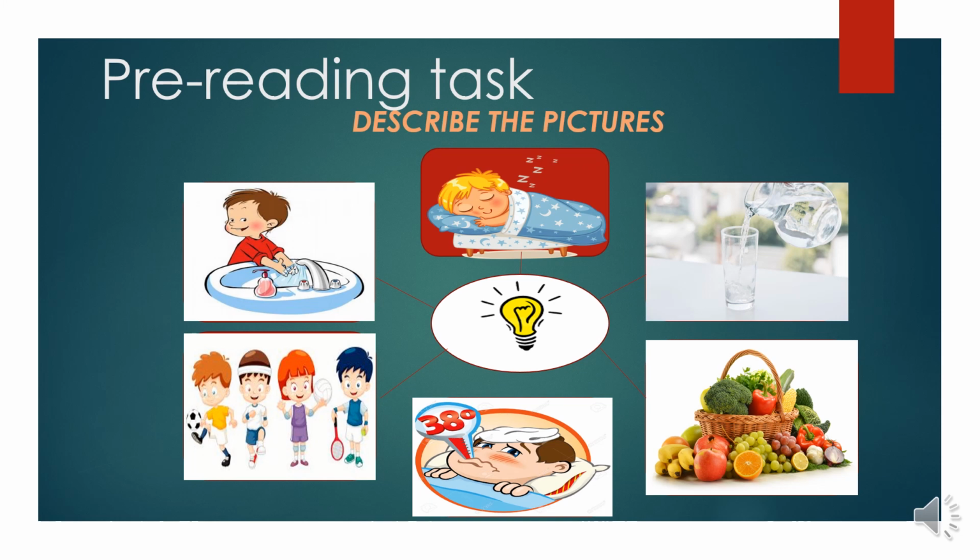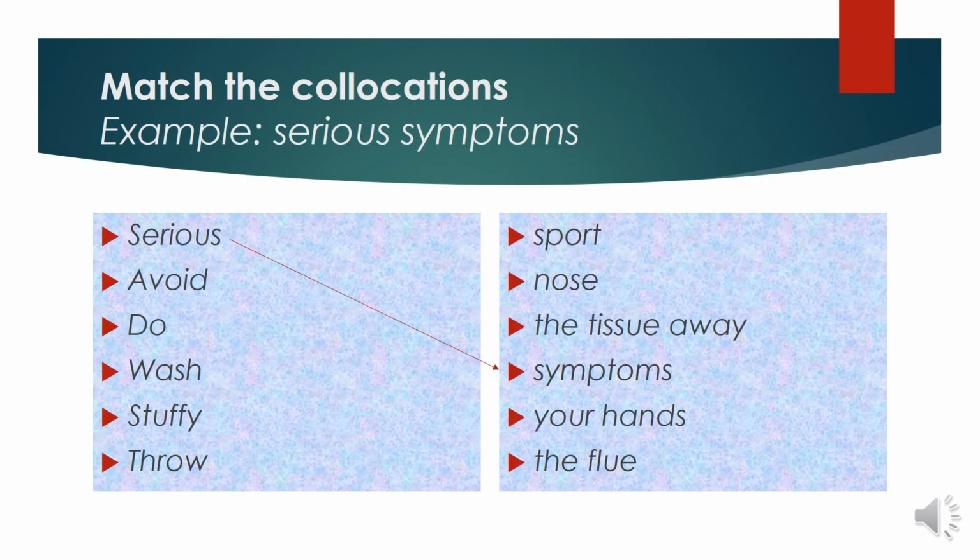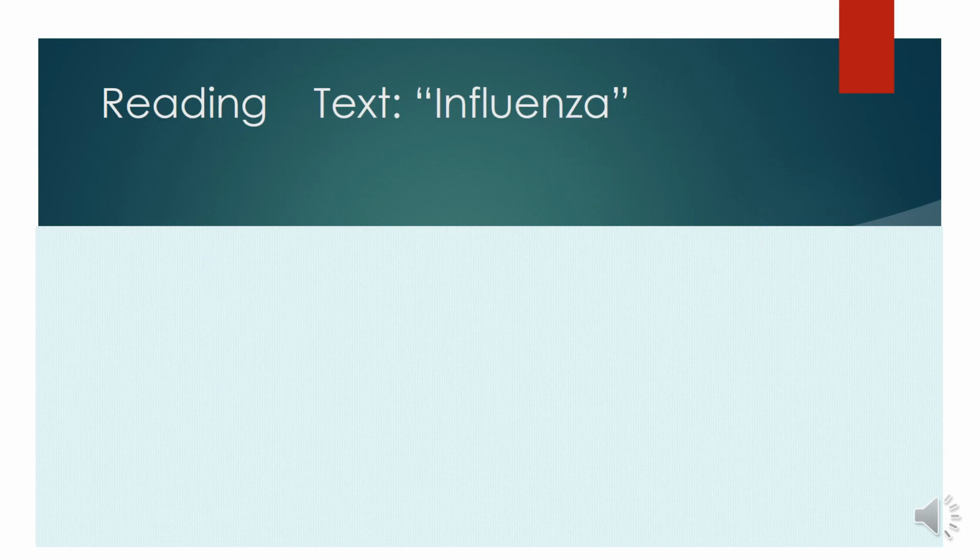Pre-reading task. Describe the pictures. What do you think these pictures mean? Keep thinking. At the end of the lesson, you will know what they meant. Our next task is match the collocations. For example, serious symptoms. Like this, find other collocations. But before checking your collocations, let's read the text.